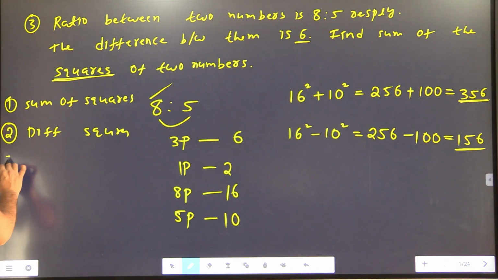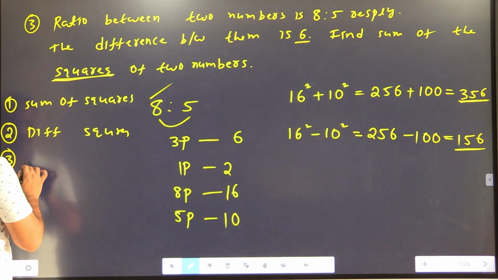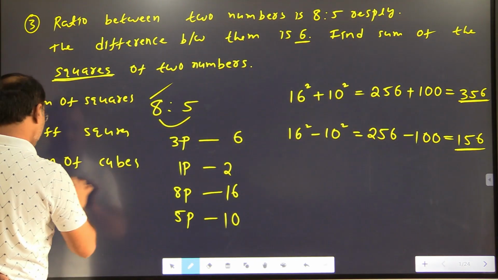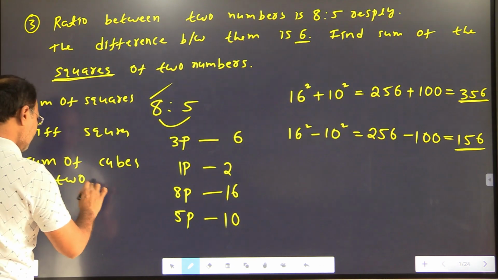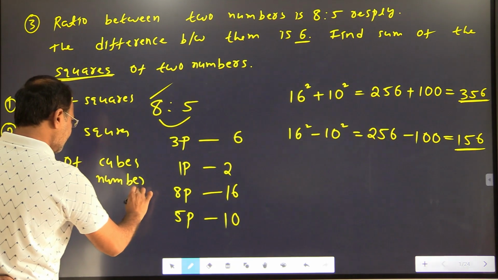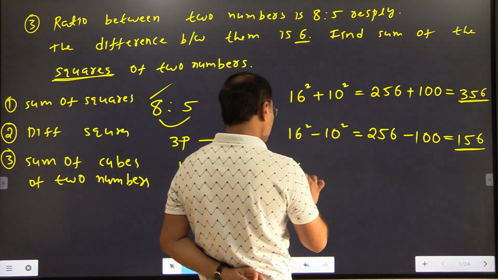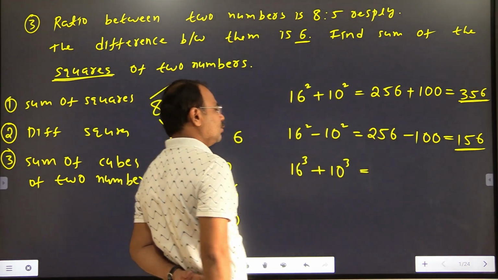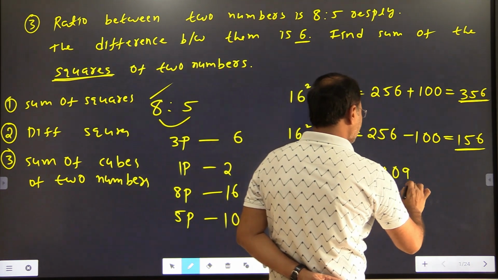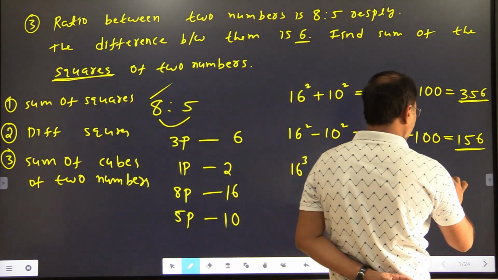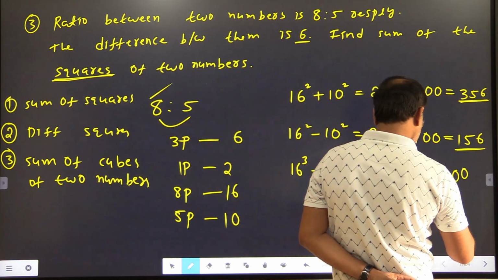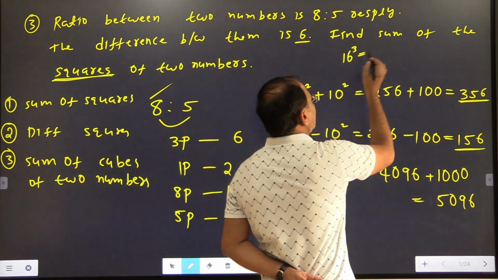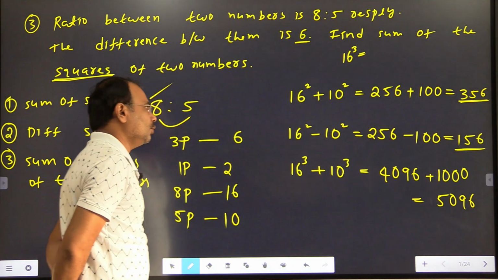In the same manner, another question will be like this: sum of cubes of two numbers. So cubes of two numbers, we have to calculate 16 cube plus 10 cube. 16 cube is 4096, plus 10 cube is 1000, which is equal to 5096. Squares and cubes should be learned up to 30, or at least cubes up to 20 or 15.